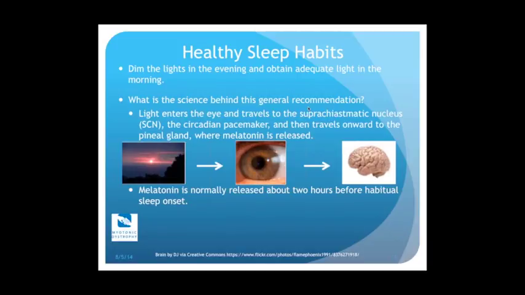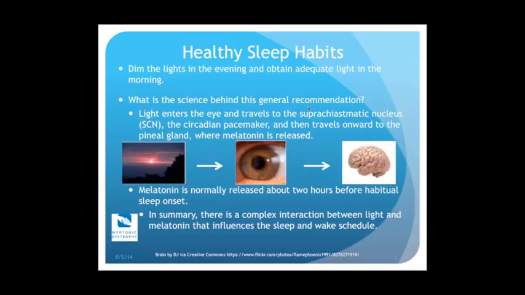And just to talk a little bit more about melatonin, we endogenously release physiologic levels of melatonin, if we don't have any circadian rhythm abnormalities, about 2 hours before our habitual sleep onset. And light can definitely impact this. So just in summary, there is a complex interaction between light and melatonin that influences the sleep-wake schedule. Again, the overriding message here is dim the lights in the evening and obtain adequate light in the morning.